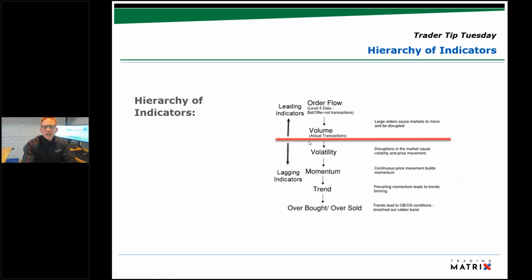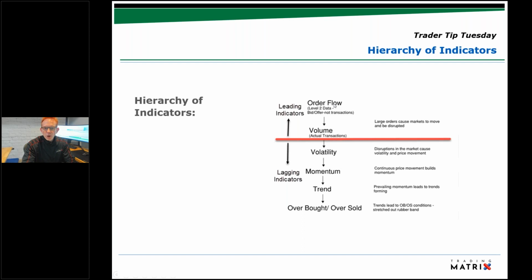You notice here in the hierarchy of indicators that there's a red line. Above the red line is what we call leading indicators, and below the red line is what we call lagging indicators. So what we're going to see here is these different categories and how they manifest themselves through the market.